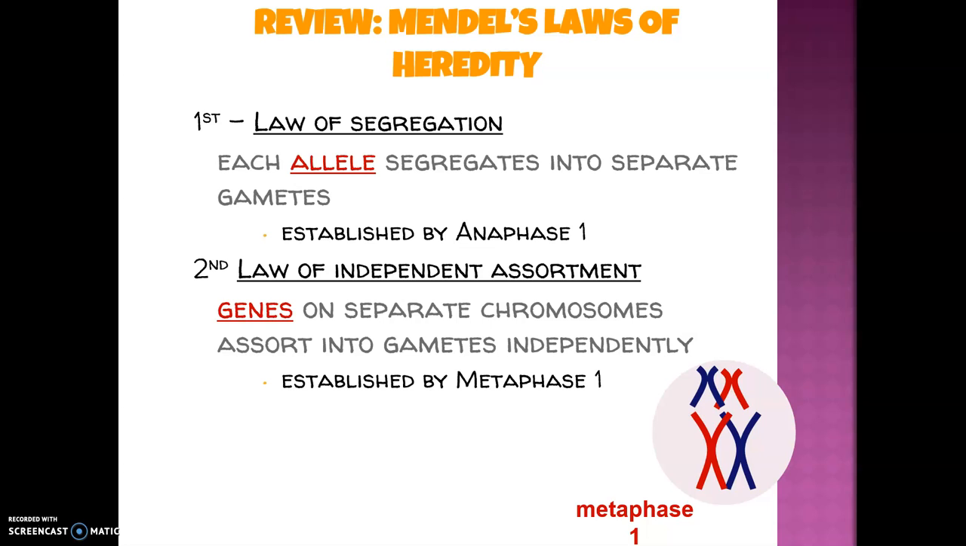Okay, so here's just a quick review of the 2 laws of heredity. So we have the law of segregation in anaphase 1 and the law of independent assortment in metaphase 1.